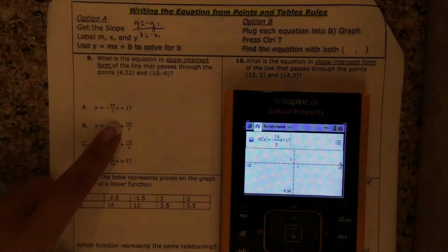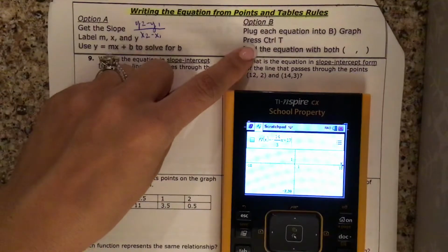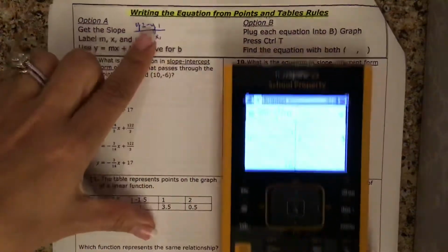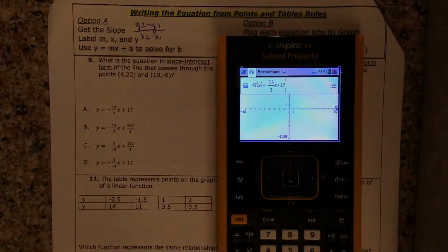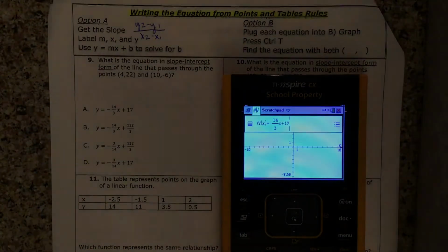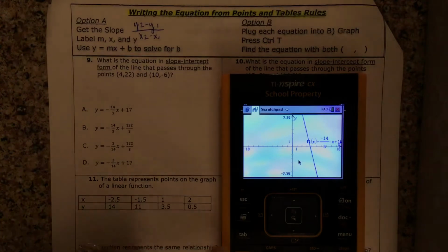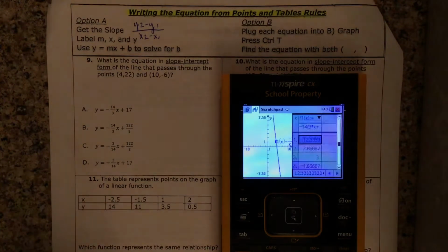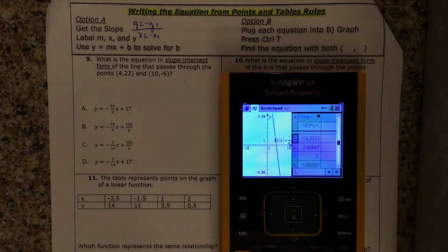Going back to the paper, it said option B, plug them in the calculator in B. Then it says press Control T. Control is the button right here, and T is the letter T from the bottom. There you go, take a second to graph. Now I press Control and I press T. A nice little table shows up for me here.